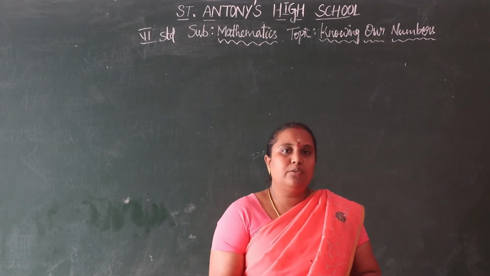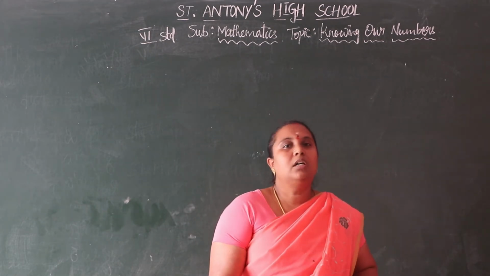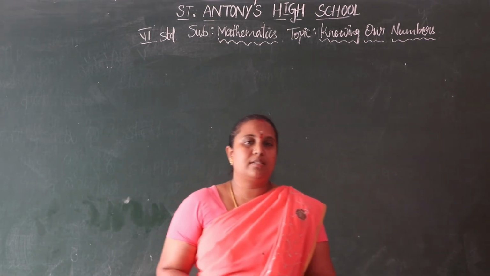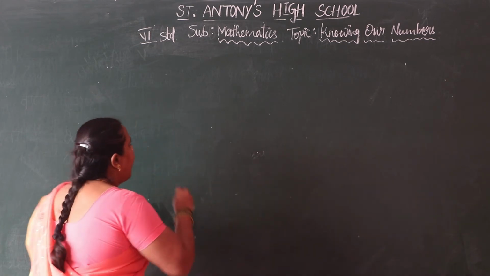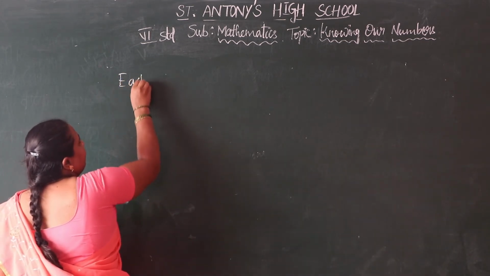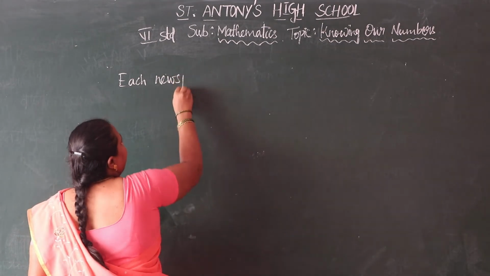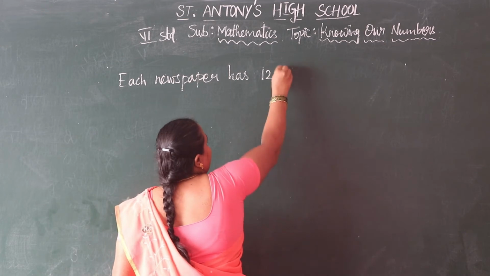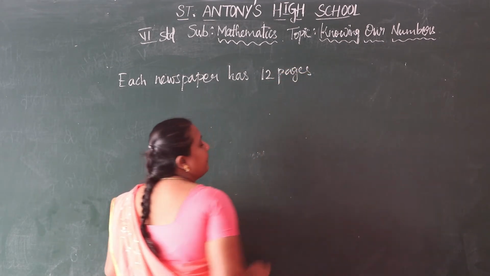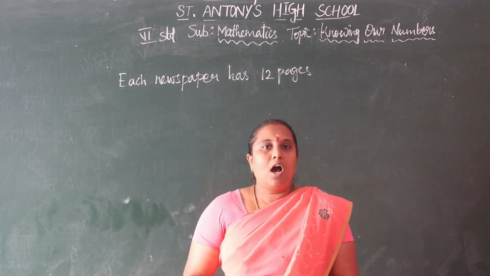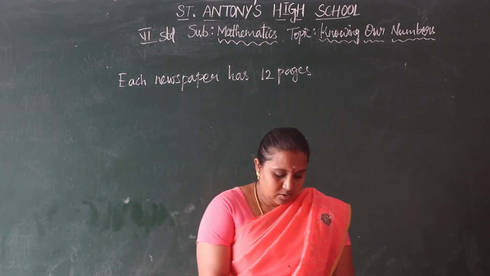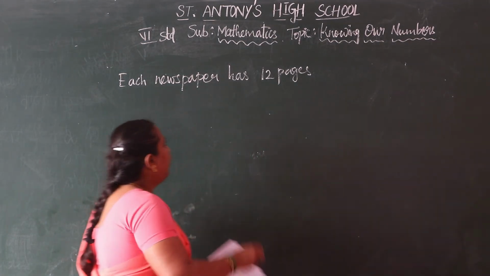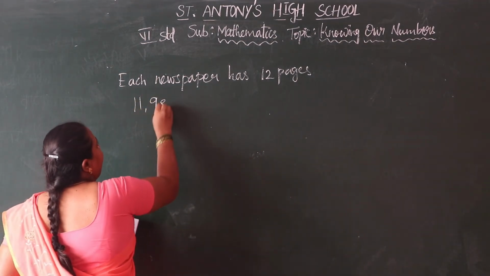So here what we want to do? We know the total pages in the newspaper: 12 pages. Each newspaper has 12 pages. Every day 11,980 copies were sold, 11,980 copies.